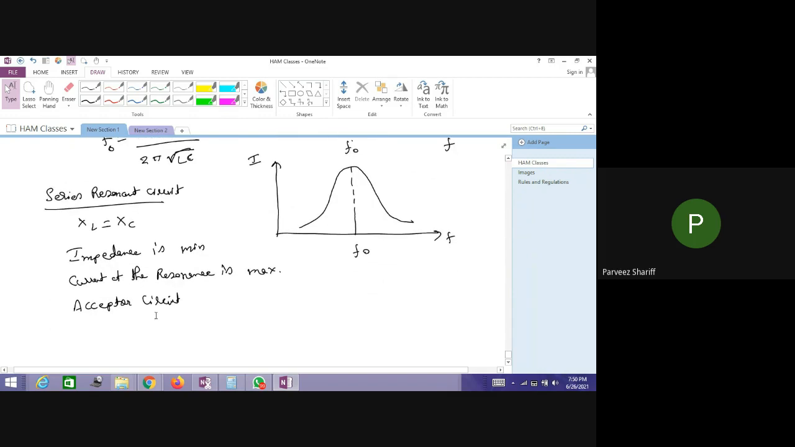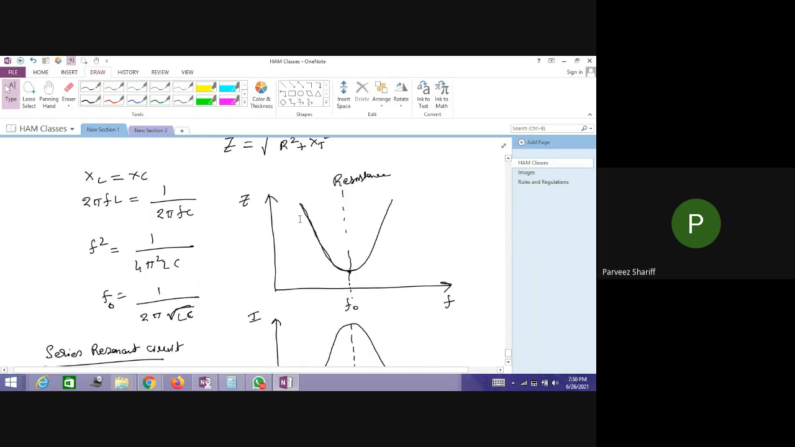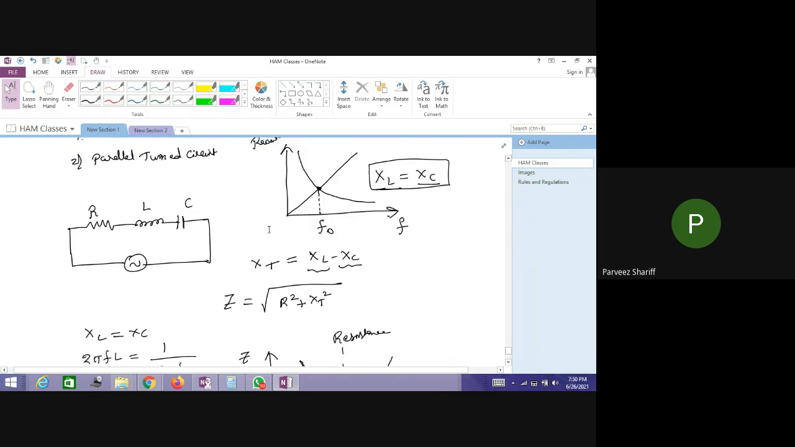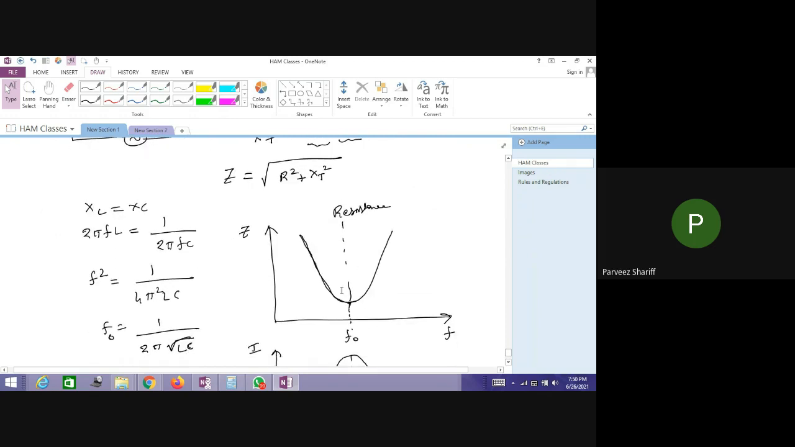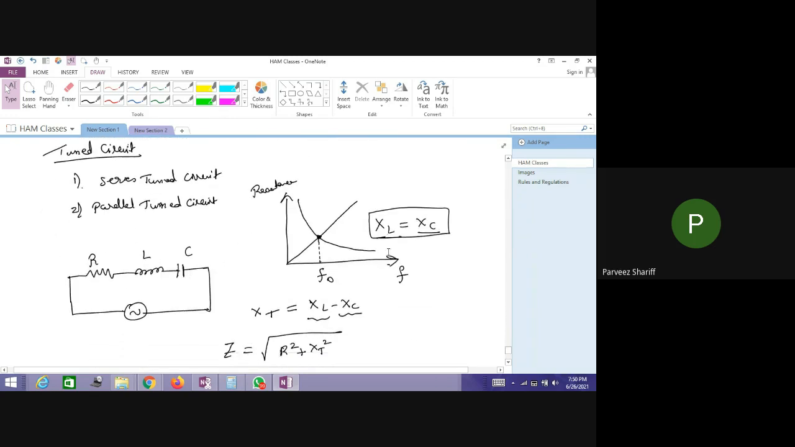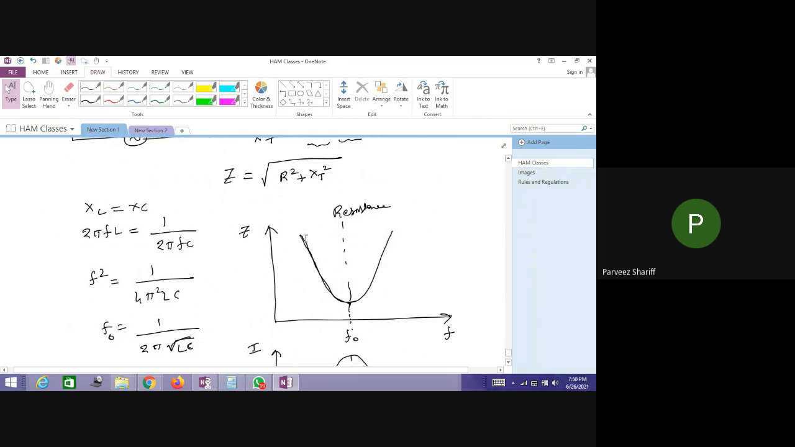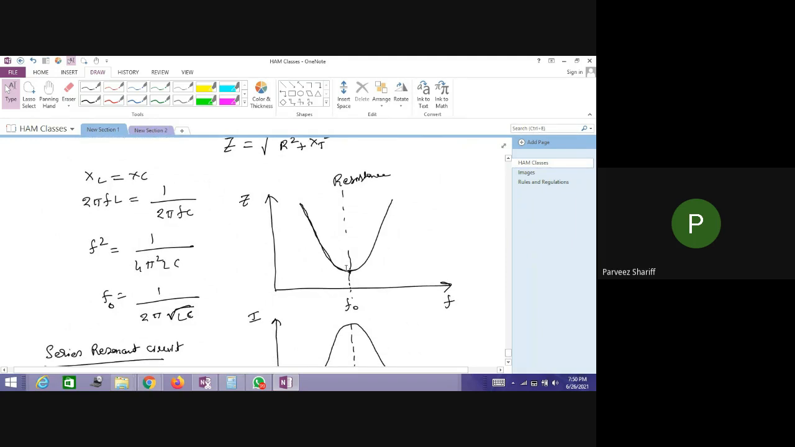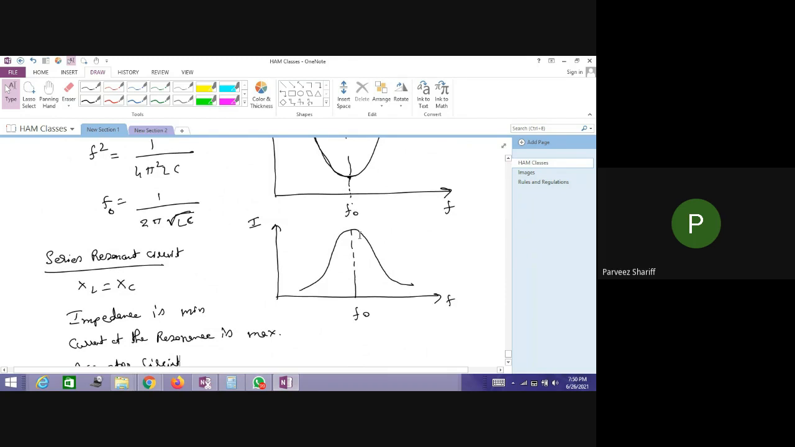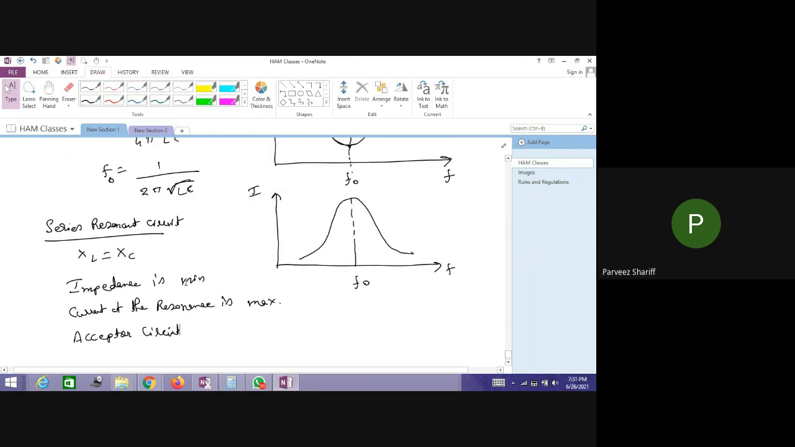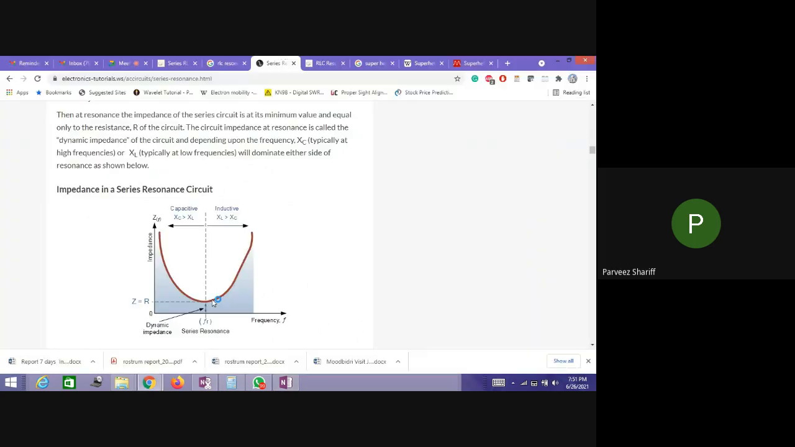So this type of circuit is called an acceptor circuit, where all three elements are in series and at one particular point XL is equal to XC. When XL is equal to XC, the impedance will be lower, meaning minimum at one particular frequency, and that is the point where the current is maximum. So the impedance of this series resonance circuit is minimum and the current at resonance is maximum, and this circuit is called an acceptor circuit.